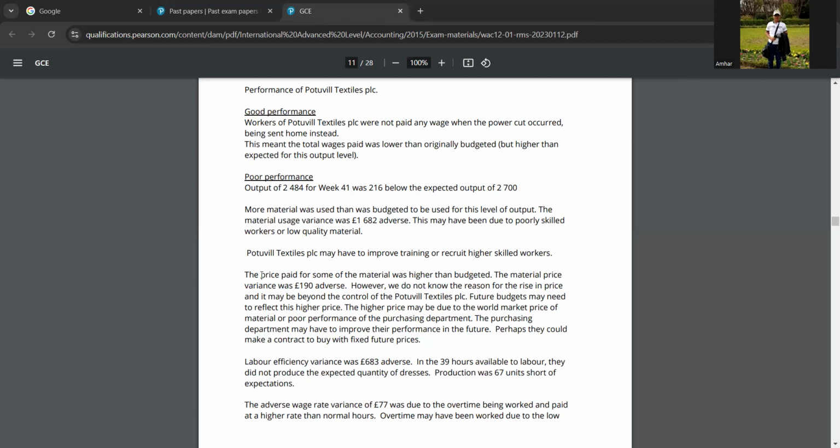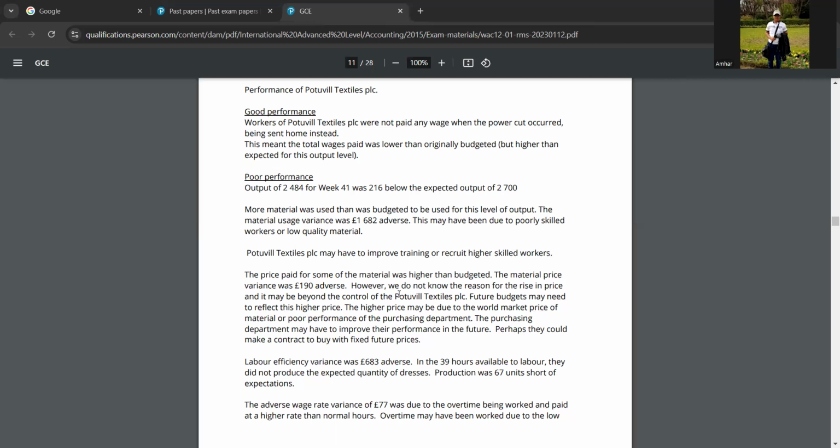And then another point, you can say the price paid for some of the material was higher. So the price paid was higher than the budgeted figure. That's why the material price variance was adverse by this much, by 190 pounds. And then you can say, however, we do not know the reason for the rise in price. So the actual material price was higher than the budgeted.